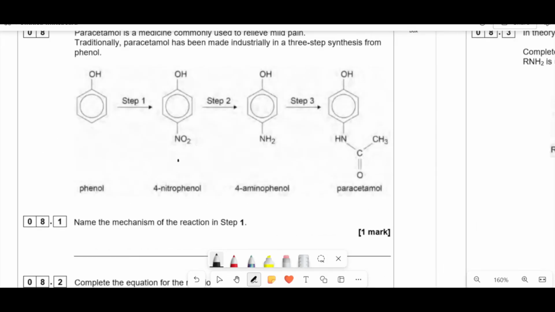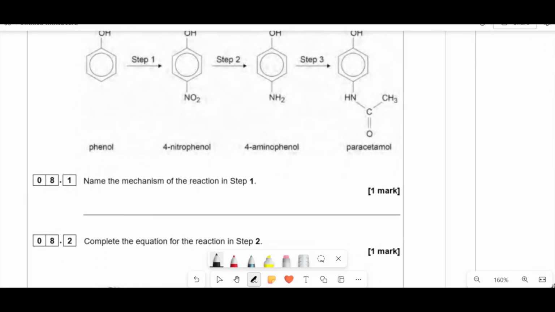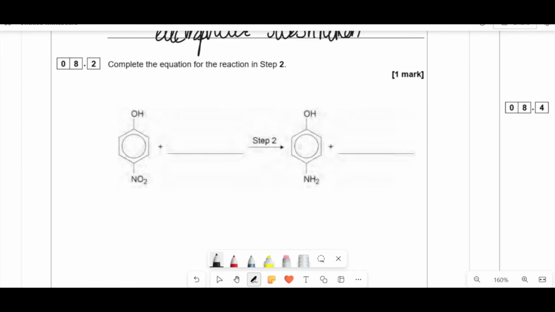This NO2 will have been added because you've reacted with H2SO4 to make this. It will have been stuck on here, but the problem is that the H would need to be booted off. When you're doing that, you're substituting, and the reason it's going for that benzene ring is because it wants electrons from that lovely, beautiful, delectable ring. So then it's electrophilic substitution. Now it says complete the equation for the reaction in step 2.